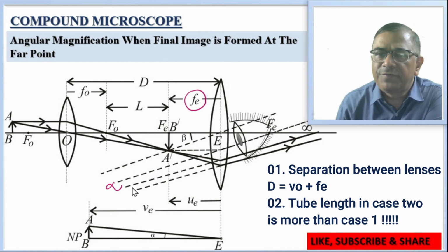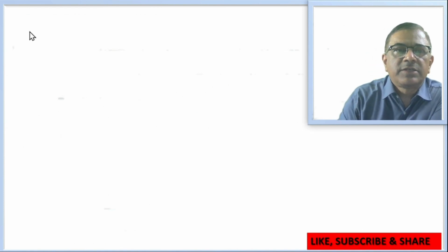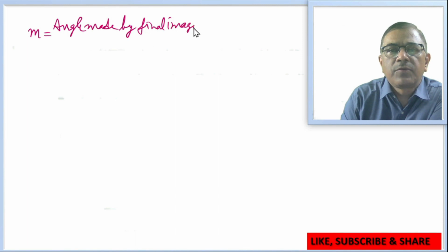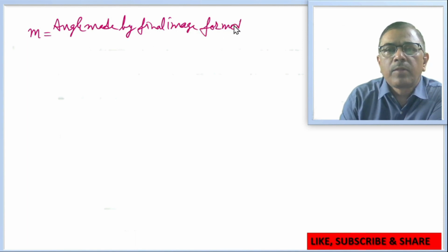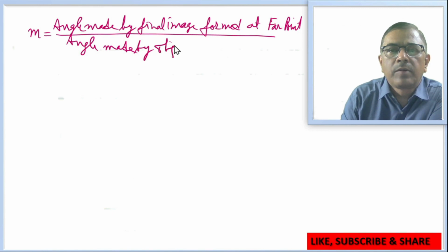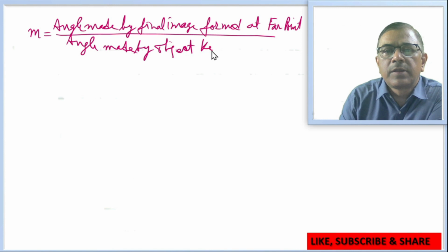Angular magnification of the final image in this case is given by the expression m is equal to the angle made by the final image formed at far point upon the angle made by the object kept at near point.